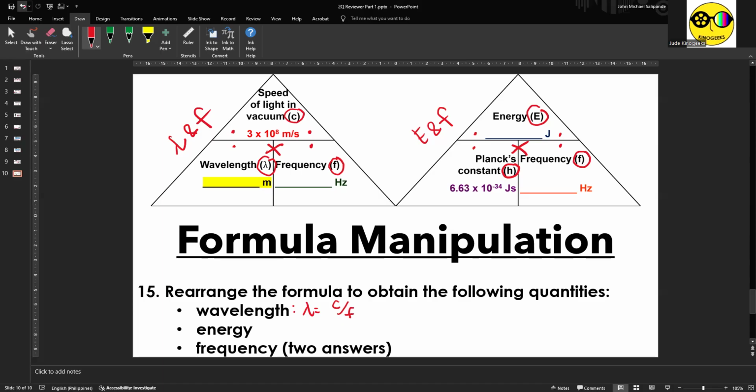Energy is found on the second pyramid. Energy is the variable at the top, while both Planck's constant and the frequency are found at the bottom. Since they are situated next to each other, we use multiplication: h times f.